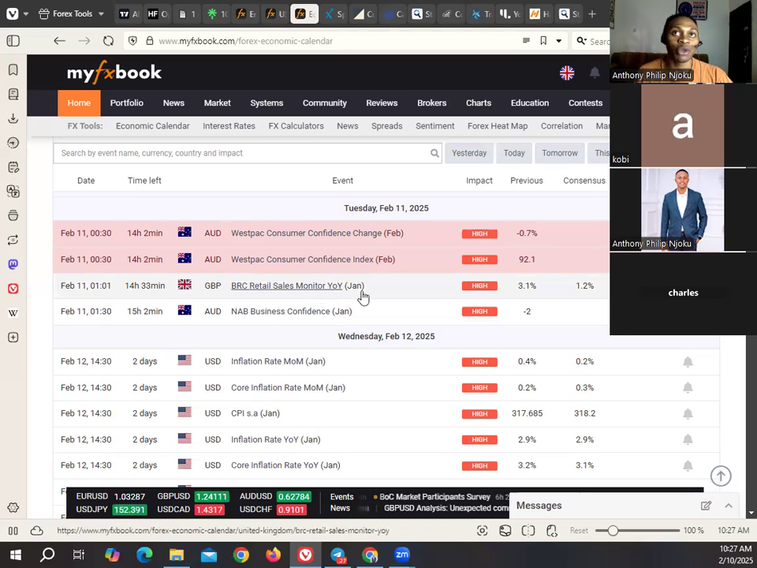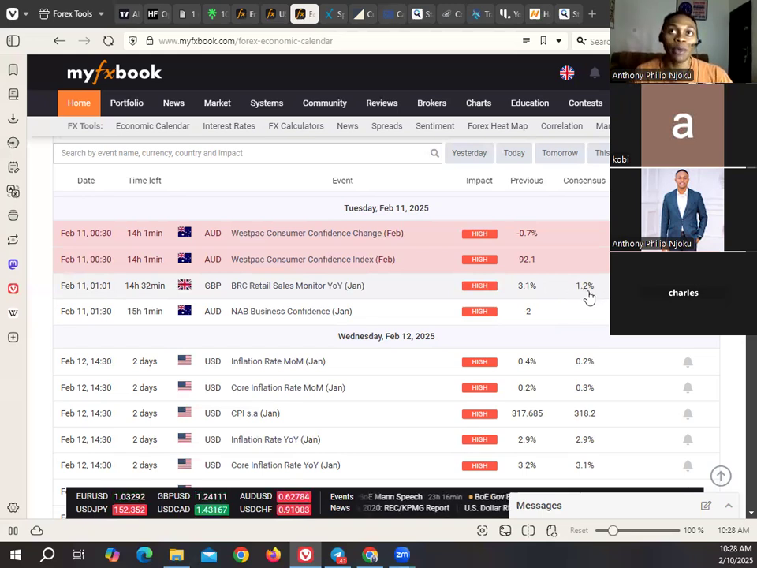Then early in the morning by 1 a.m. as well, we have retail sales monitor year over year for the Great Britain pound. Over here is the previous figure of 31.1%, and the consensus is 1.2. Retail sales has to do with the total sales of products and services for a store in the London region. They are calculating all the retail stores and the sales they were able to make. But this is more like analyzing a few stores, not all the stores. They'll do a survey, and then the majority of well-known brands and stores will have to conclude the survey to give them a figure.